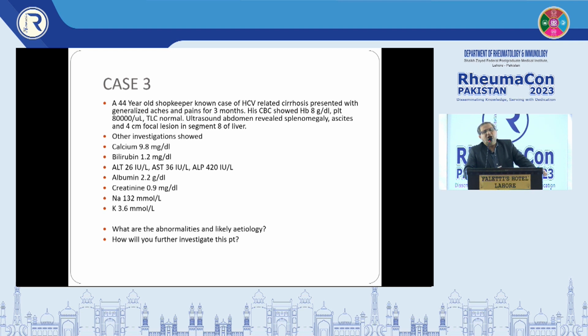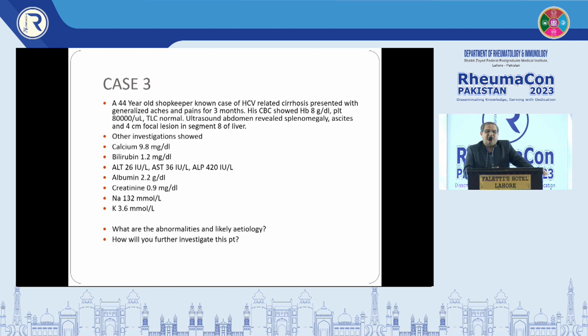So in this case, we don't need to investigate further. We know that this patient has got hepatoma. We need to investigate the hepatoma, for example, with alpha-fetoprotein or biphasic CT abdomen. So hypercalcemia is one of the paraneoplastic manifestations of HCC.